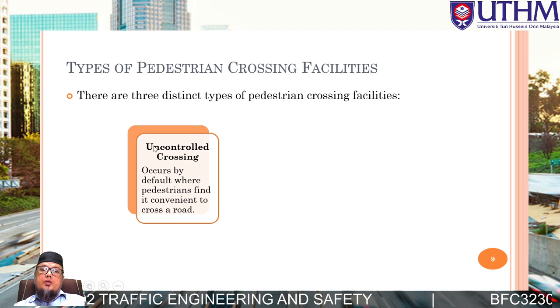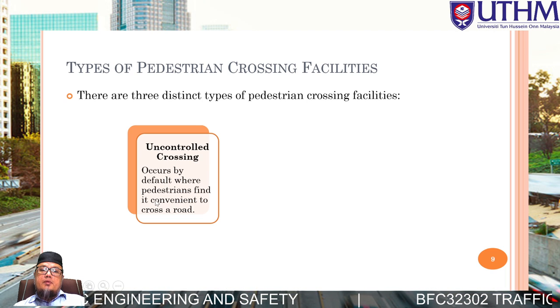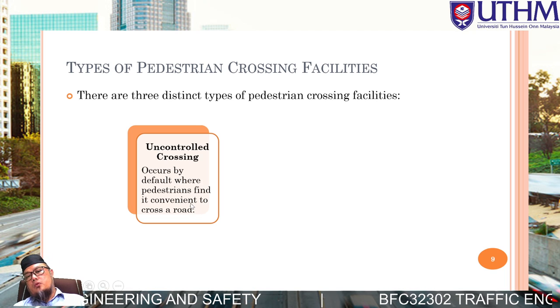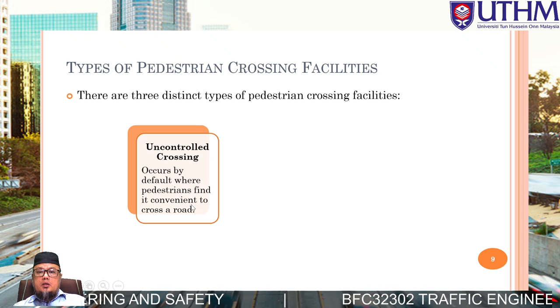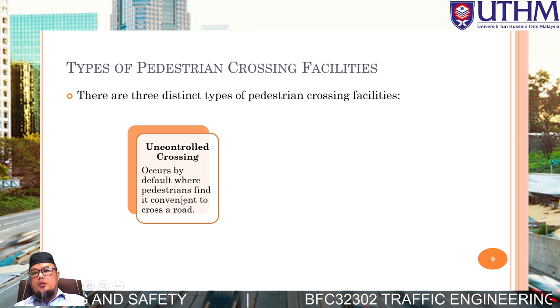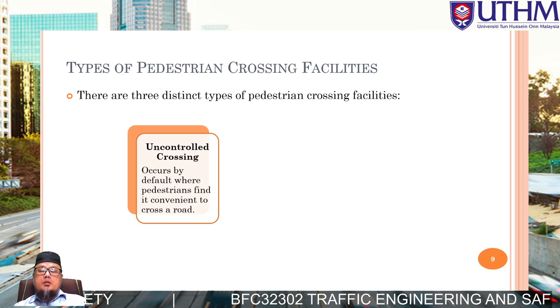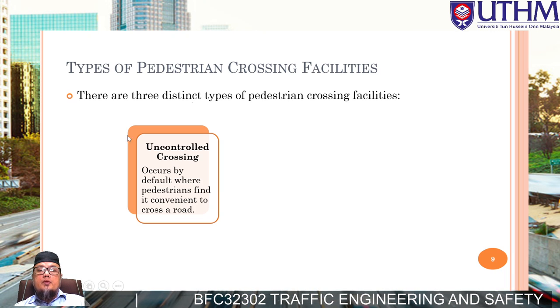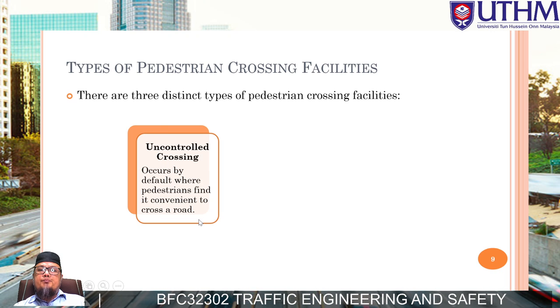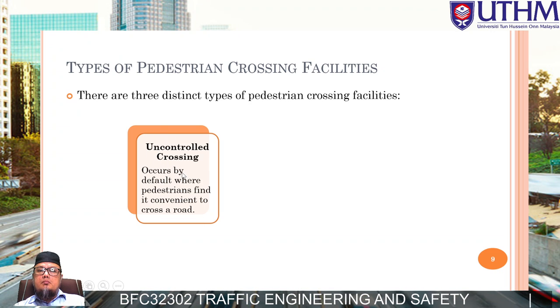Okay, so the first one is uncontrolled crossing, which occurs by default where the pedestrian finds it convenient to cross the road. So we just let the pedestrians choose any location that they find convenient and feel safe to cross. Without any control, we don't provide any special sign or special construction facilities.